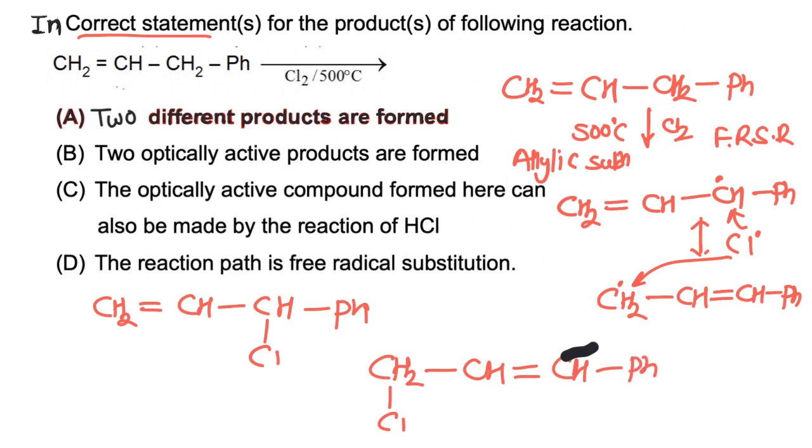Now this product shows optical isomerism due to the presence of a chiral carbon, so two products are formed, R and S. And this molecule shows geometrical isomerism around this double bond, so E and Z, two products are formed. So a total of 4 different products are formed in the reaction.